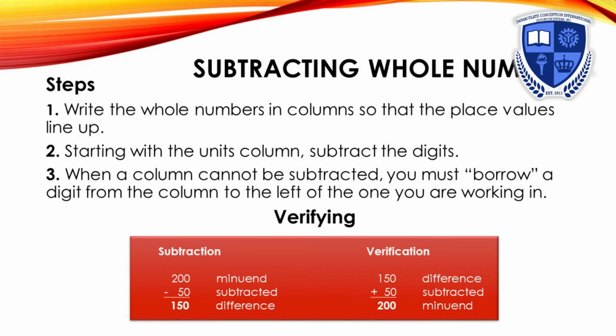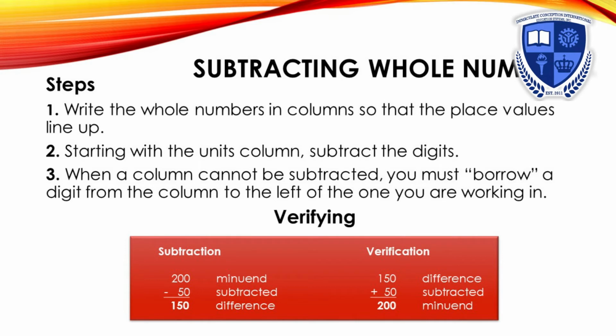Third, when a column cannot be subtracted, you must borrow a digit from the column to the left of the one you are working in. An easy and well-known method of verifying subtraction is to add the difference and the subtrahend. If you subtracted correctly, this total will equal the minuend. Next, for verifying subtraction, meron po tayong tinatawag na verification.